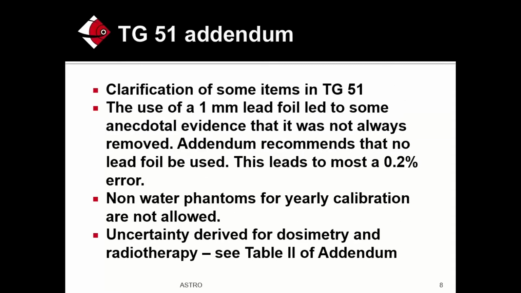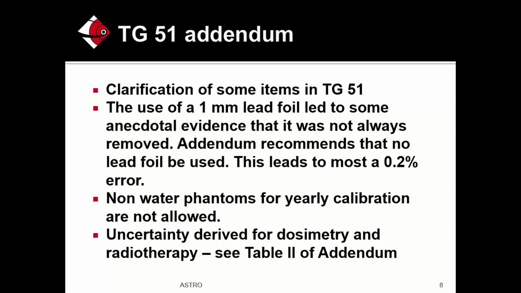So some of the addendum clarified some items that were in TG-51. One of the things is the use of a 1 millimeter lead foil led to anecdotal evidence that it's not always removed. So some folks forgot to remove the 1 millimeter lead. And so the addendum recommends that no lead foil be used anymore. So if you're using a lead foil, basically the addendum changed that and you don't have to use the lead foil anymore. This leads to a 0.2% error at the most. So don't worry about that 0.2%, basically. You put it in your uncertainty budget if you wish.